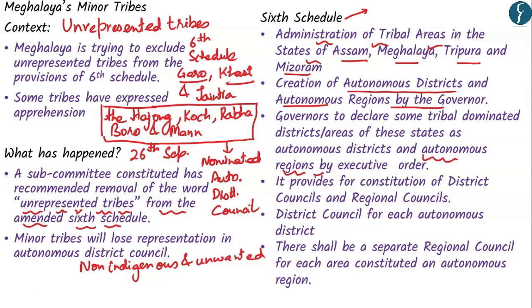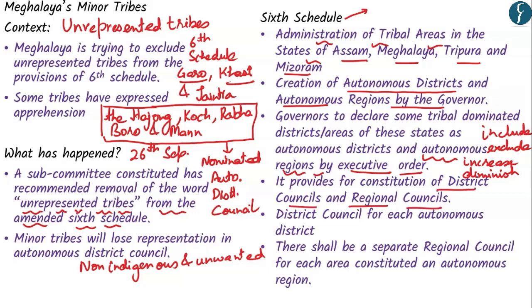The governors of the four states, the states we have already mentioned, are empowered to declare some tribal dominated districts or areas of these states as autonomous districts and autonomous regions by executive order. The governor also has the power to include any area, exclude an area, increase, diminish, unite two districts or regions, and alter the names and bounds of these autonomous regions and districts. It provides for the constitution of district councils and regional councils.